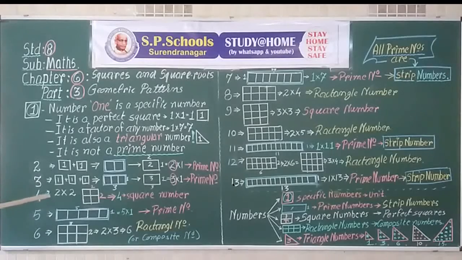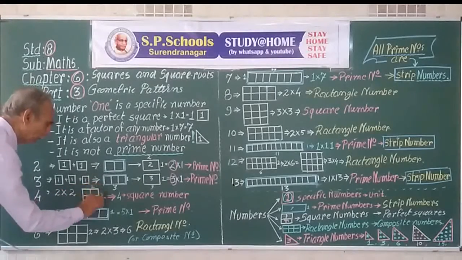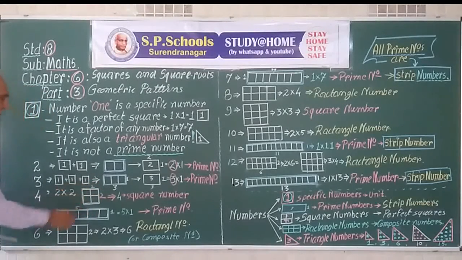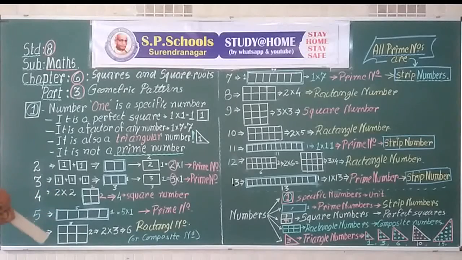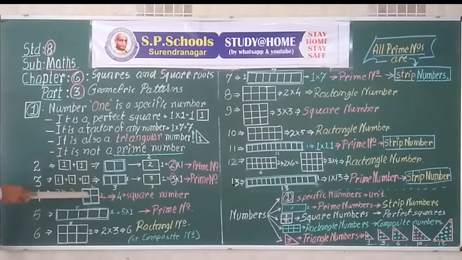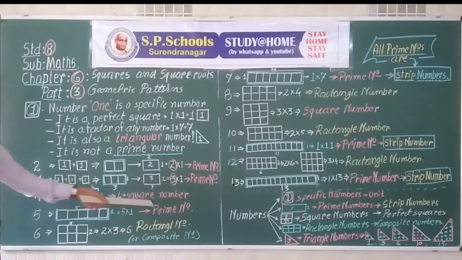Now 4. The number 4 can be 2 multiplied by 2, or 1 plus 1 plus 1 plus 1 makes 4, or 2 plus 2 makes 4, or 2 multiplied by 2 makes 4. Now here both the sides are the same. So 4 is a square number.